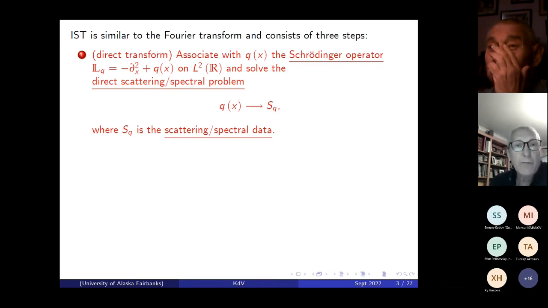Well, it consists of three steps. The first step is the so-called direct transform. What we do, we take the initial profile or initial function, and form the full line Schrödinger operator. Here it is. Solve what we call the direct scattering or perhaps spectral problem. So given the potential, we find the set of data.